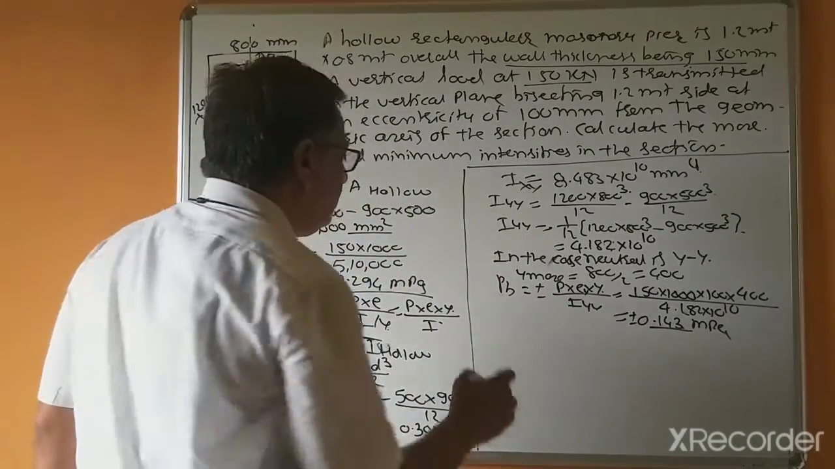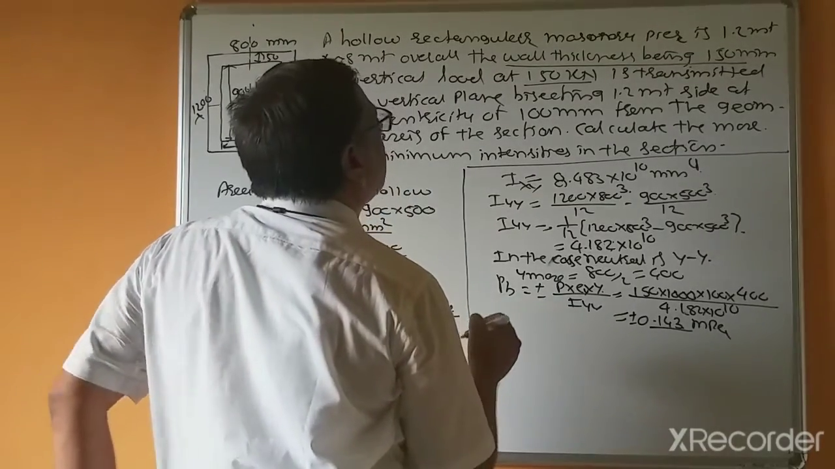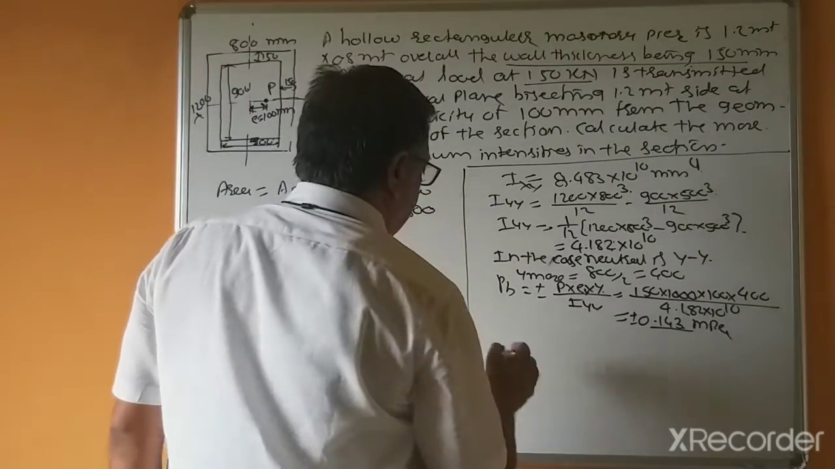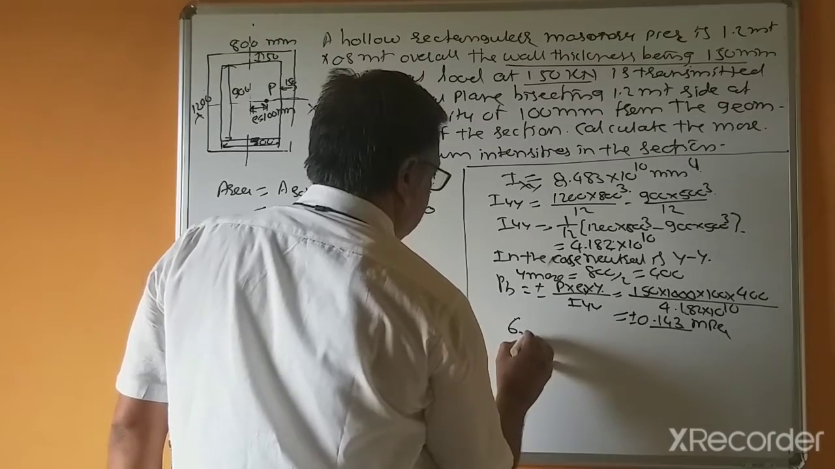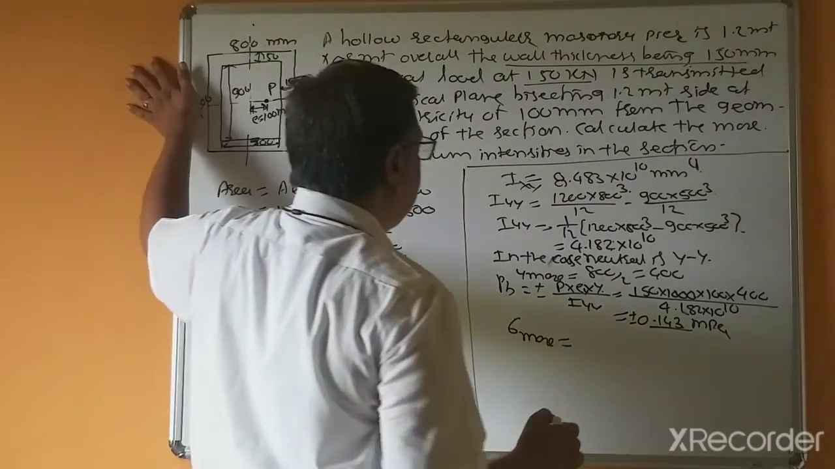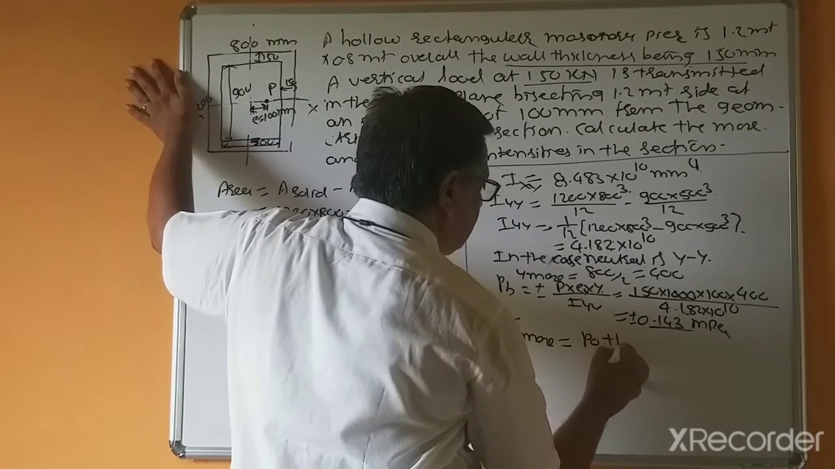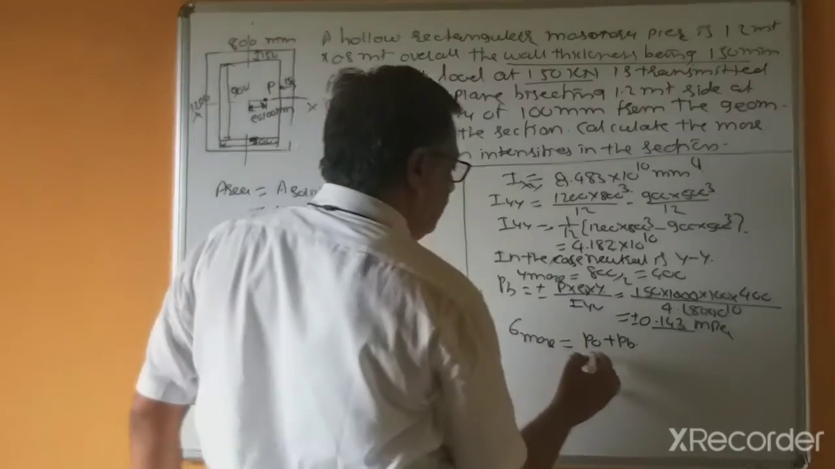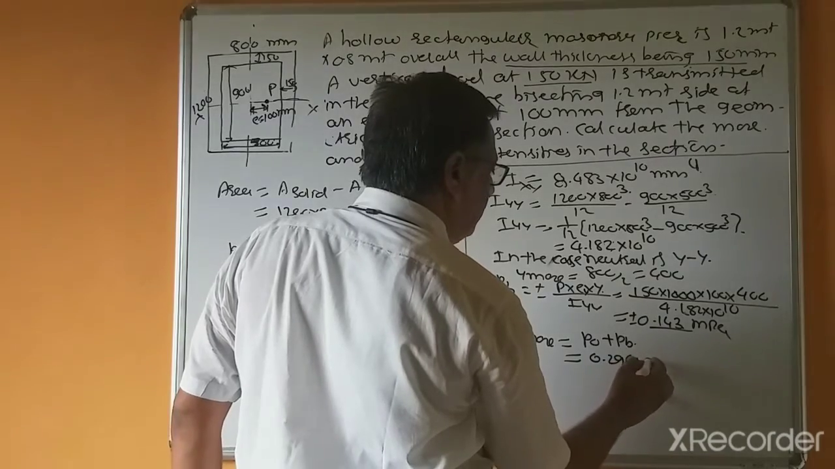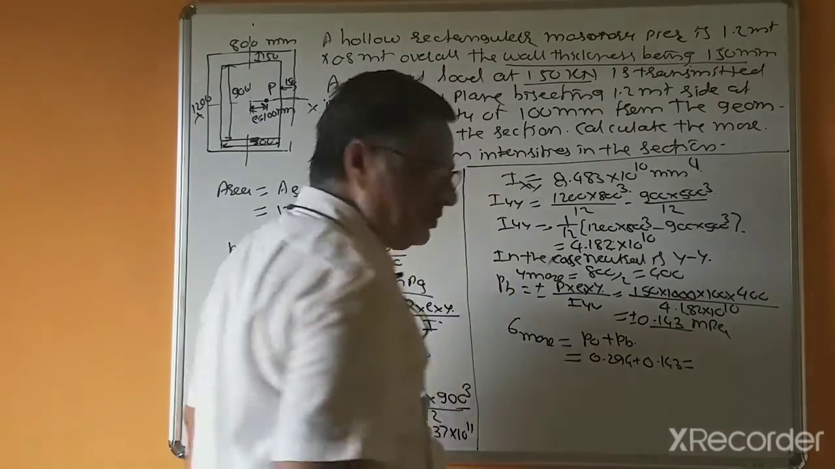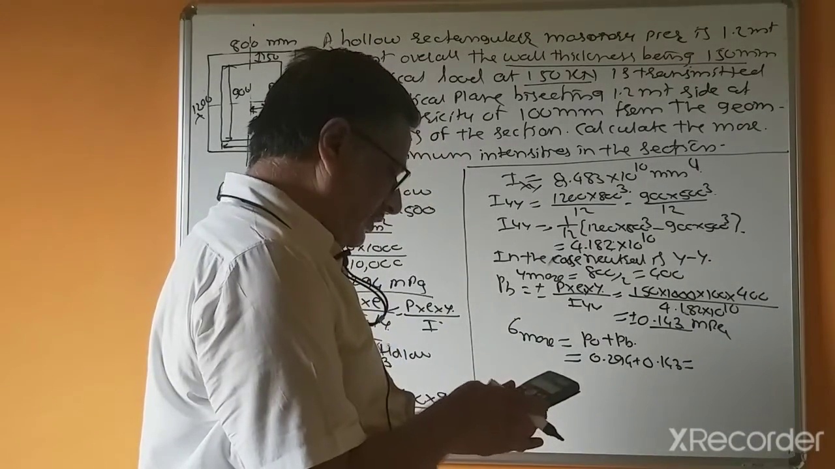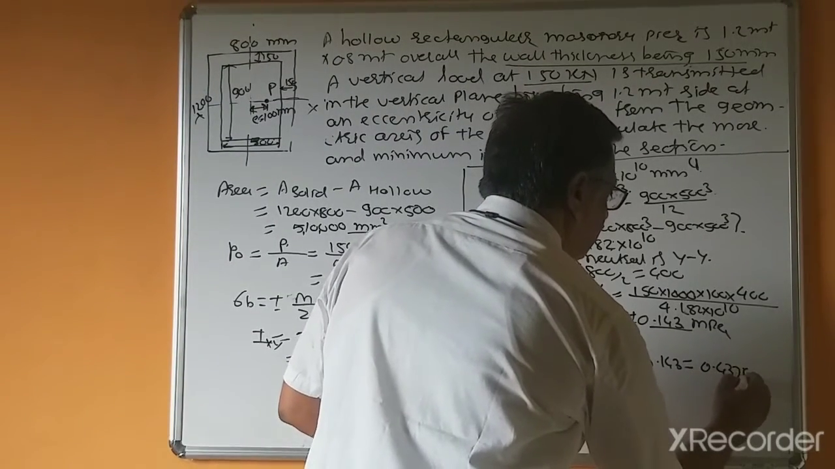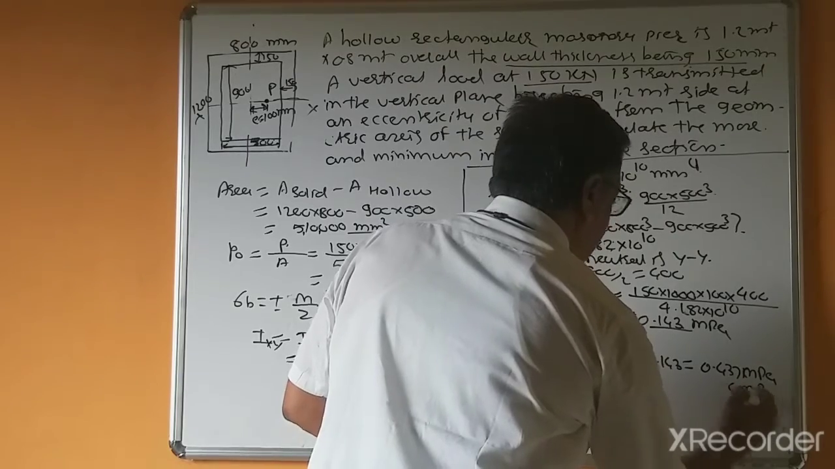Now calculate the maximum. Maximum equal to, this is sigma o plus sigma b. Sigma o direct stress 0.294 plus sigma b 0.143 equal to 0.437 megapascals, and this is compressive.